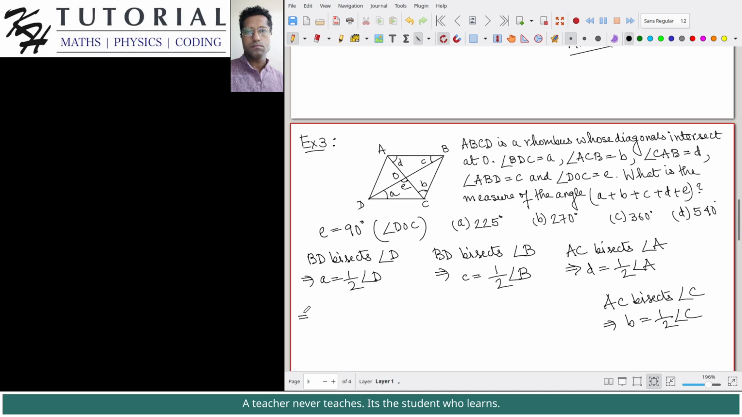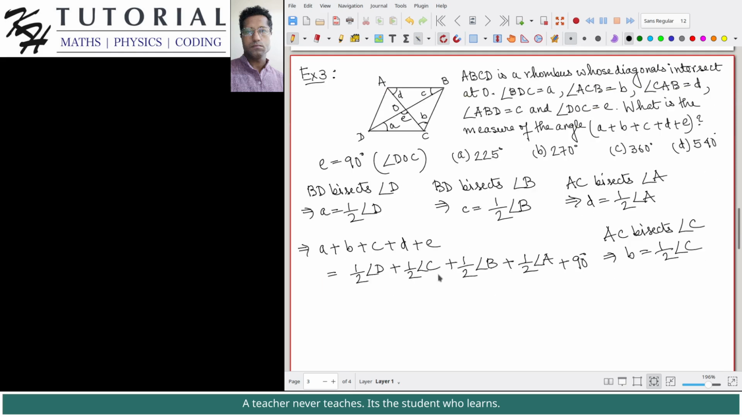So this will imply that A plus B plus C plus D plus E is equal to, what is A? A is half of angle D. What is B? B is half of angle C. What is angle small c? Half of angle B. What is D? D is half of angle A. And what is E? E is 90 degrees.